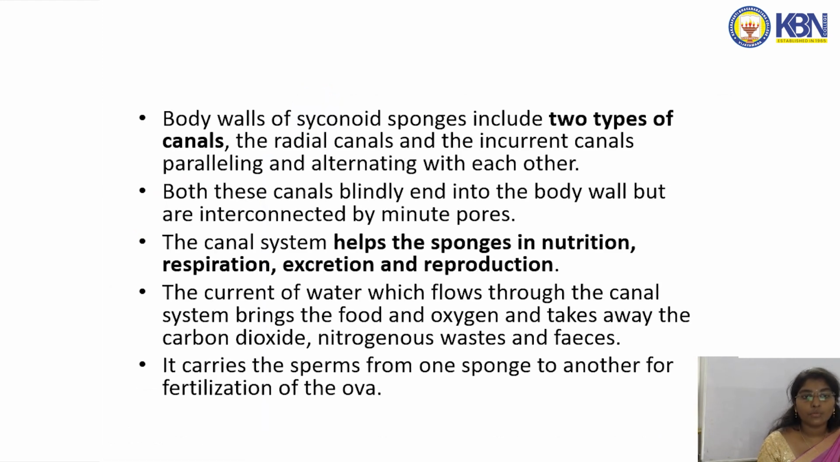Body walls of syconoid sponges include two types of canals, the radial and the incurrent canals, paralleling and alternating with each other. Both these canals blindly end in the body wall but are interconnected by minute pores. The canal system helps the sponges in nutrition, respiration, excretion and reproduction. The current of water which flows through the canal system brings the food and oxygen and takes away carbon dioxide, nitrogenous wastes and feces. It carries the sperms from one sponge to another for fertilization of the ova.